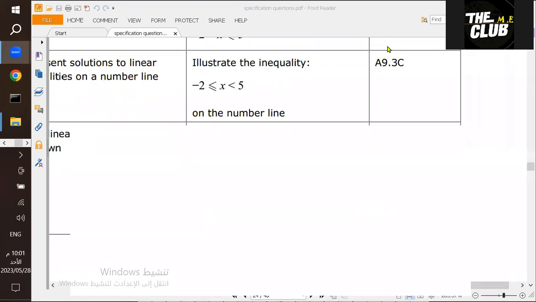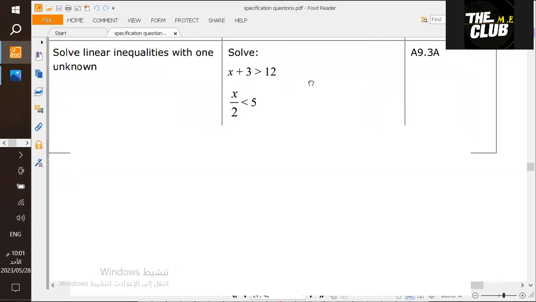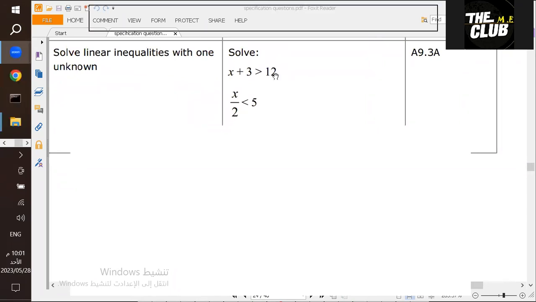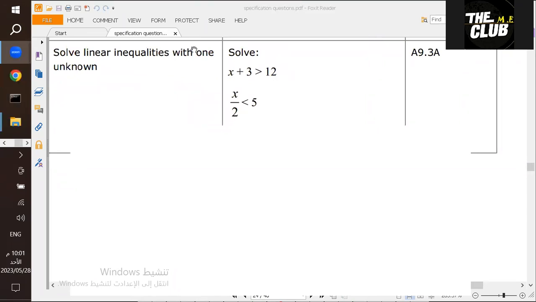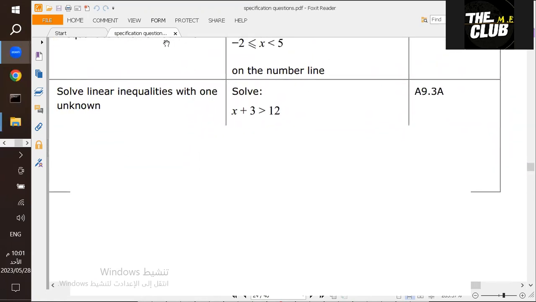Okay, next question here. Solve this inequality. Solving means leave the x alone. That's the idea of solving. And they might ask you to put it on a number line, but let's do solving first. Here I have x plus 3 bigger than 12. To leave the x alone, I take the positive 3 to the other side. It's going to be -3. So we treat the inequality like an equation.